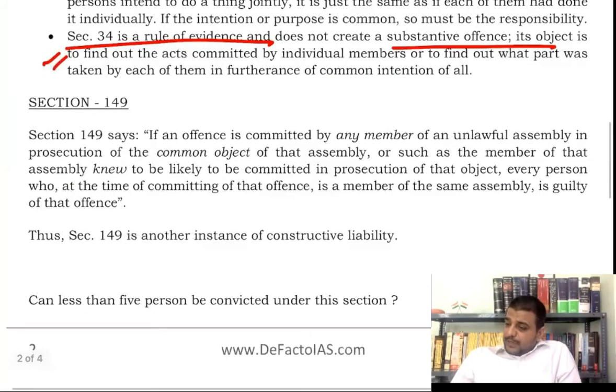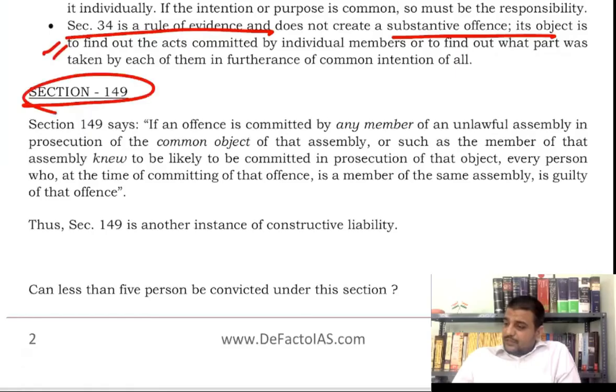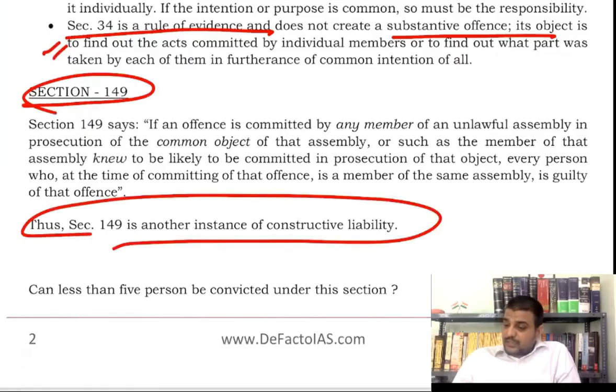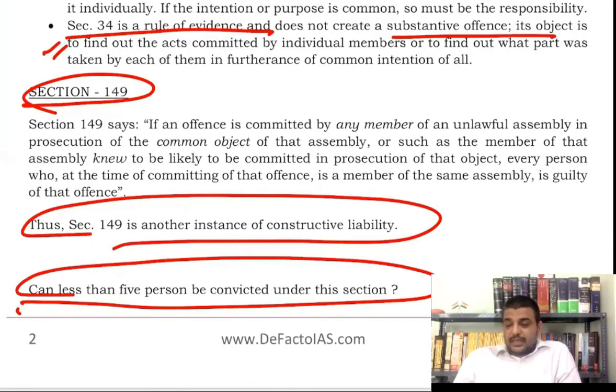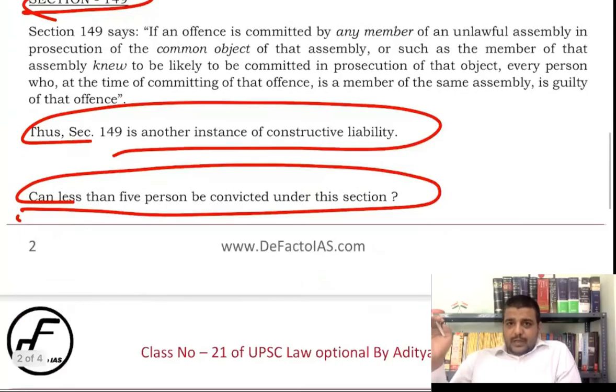Similarly, 149 is another instance of constructive liability, and multiple questions have been asked on this. You can be convicted under this section with less than 5% involvement, right? So that has to be understood in great detail. And an example I have already given you. Understand that particular point. Now, let us come to abetment.